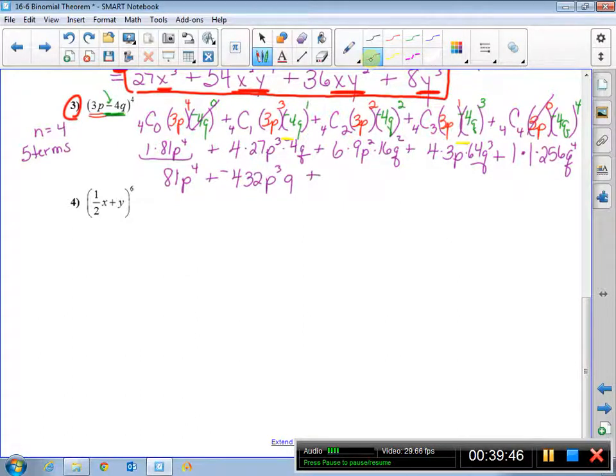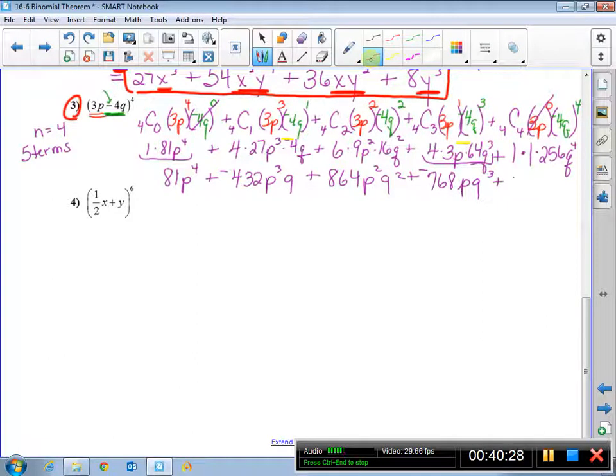Plus 6 times 9 times 16, 864 p squared q squared. Let me try that one again. 54 times 16. Yep, okay. This term has a negative in it, so it'll end up being adding a negative. And I said before I would just put subtraction there. Adding the opposite or subtraction, that's the same thing. So here we have 4 times 3 times 64 for the coefficient. 768, that's a p and a q cubed.